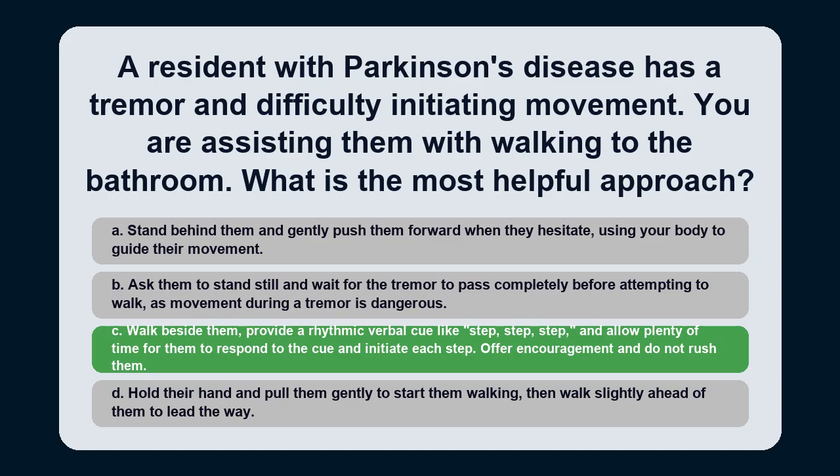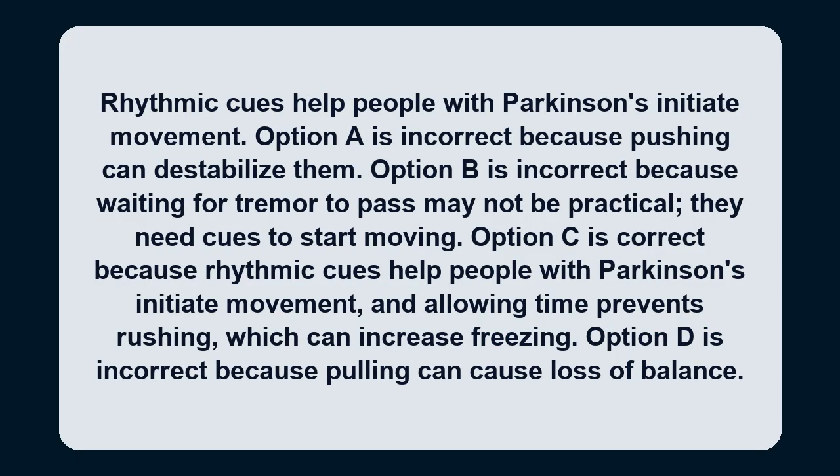The answer is C. Rhythmic cues help people with Parkinson's initiate movement. Option A is incorrect because pushing can destabilize them. Option B is incorrect because waiting for the tremor to pass may not be practical. They need cues to start moving. Option C is correct because rhythmic cues help people with Parkinson's initiate movement, and allowing time prevents rushing, which can increase freezing. Option D is incorrect because pulling can cause loss of balance.